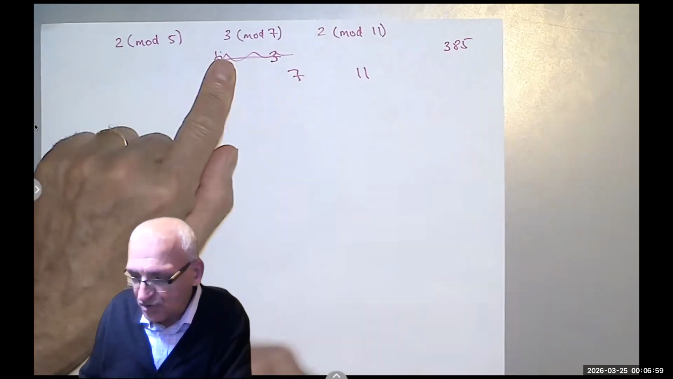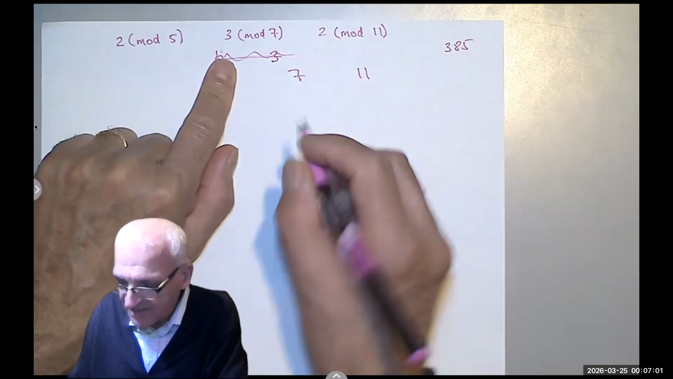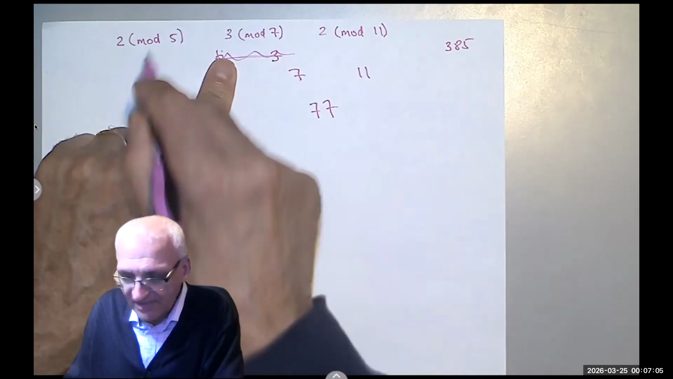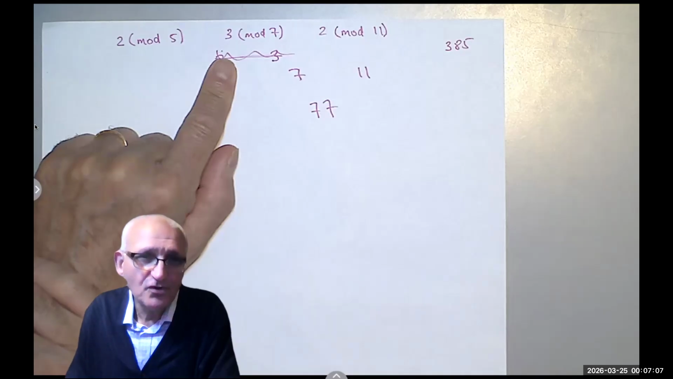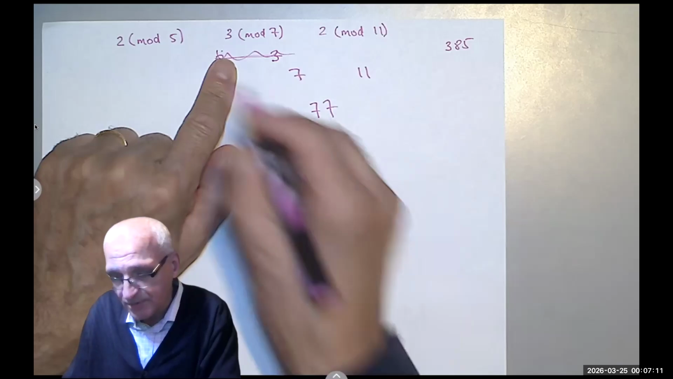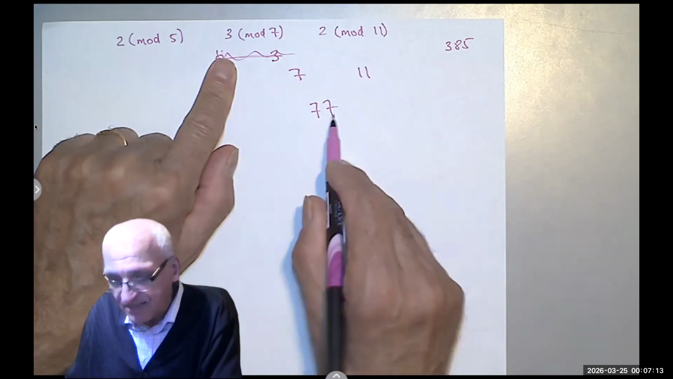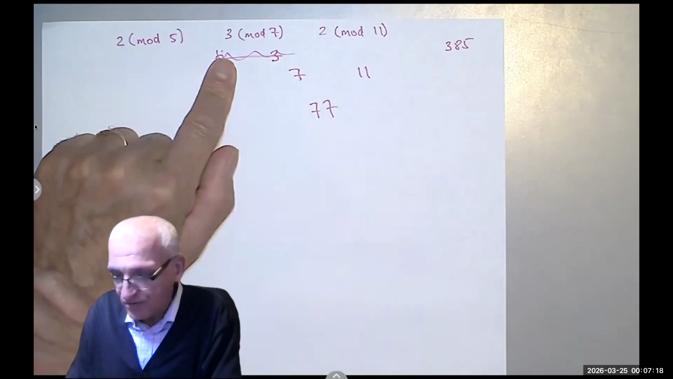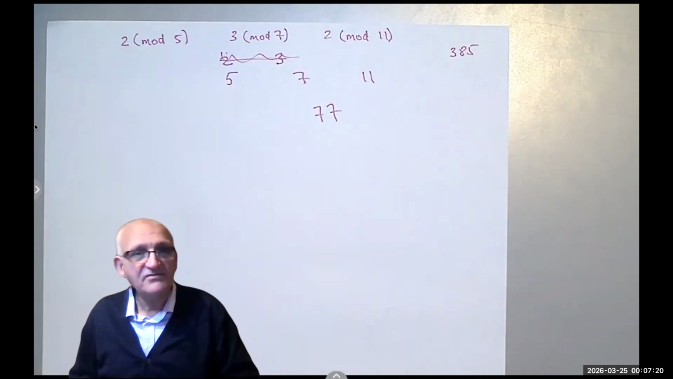So all I'm going to do is, 7 times 11 is 77. And 77, when you divide it by 5, you get a remainder of 2, of course, because anything that ends with 0 or 5 is divisible by 5. 75 is divisible by 5, which leaves a remainder of 2. So I'm going to write 77.